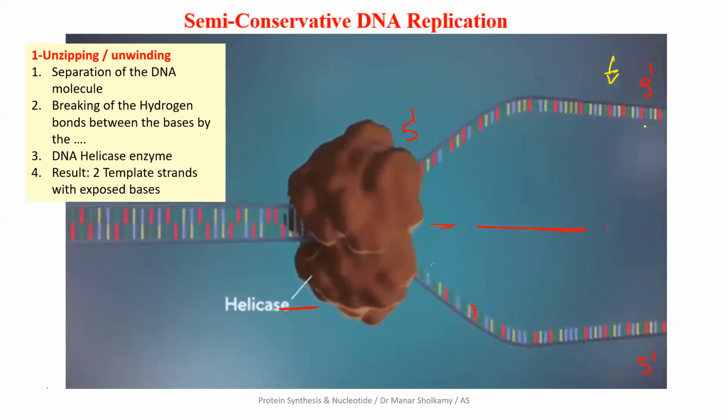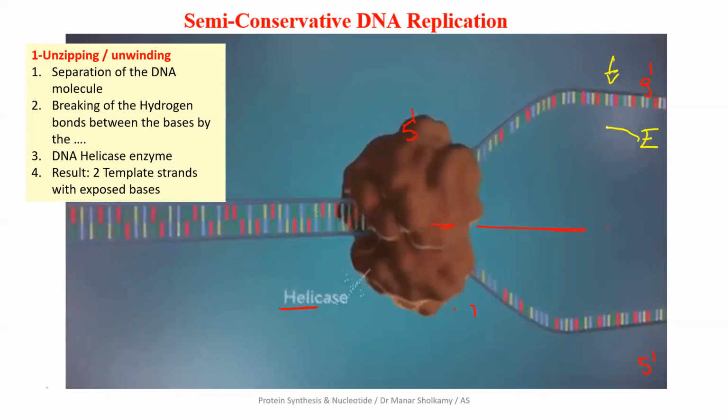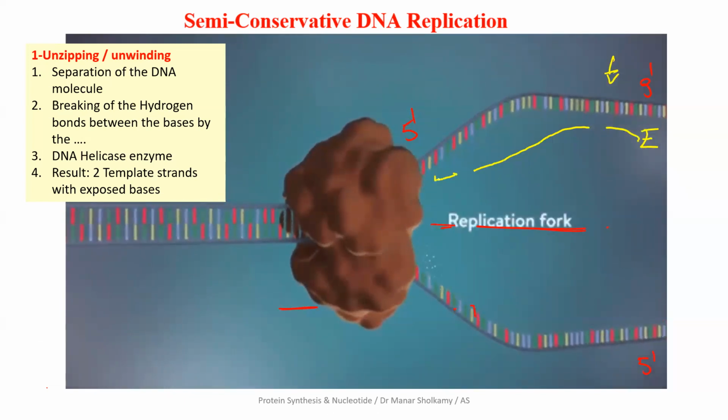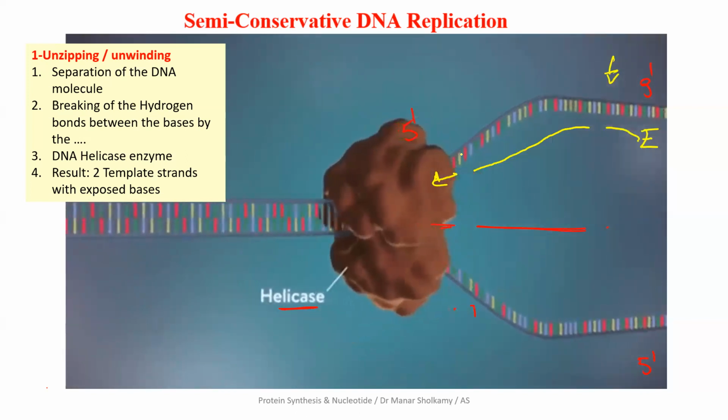Good. Now the DNA polymerase enzyme will bind to which end here? To the 3'. So the enzyme will bind here, and it will start building the new complementary strand in this direction towards the replication fork continuously in one go. So this strand will be called the leading strand.